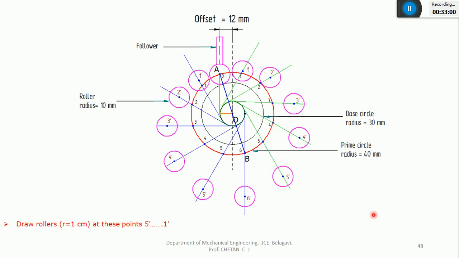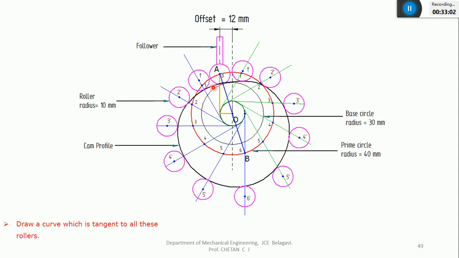So better you can see here. This black color one, the dark curve. You can see it is tangent to all the rollers, starting from this first circle, which is nothing but the cam profile for the given condition. Okay, for the given angle and for the given displacement and for the offset type of follower. So this is the final solution of problem number 4.